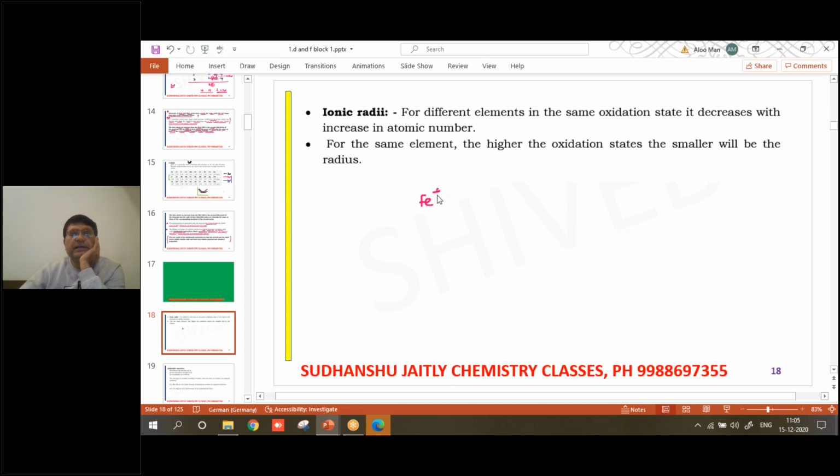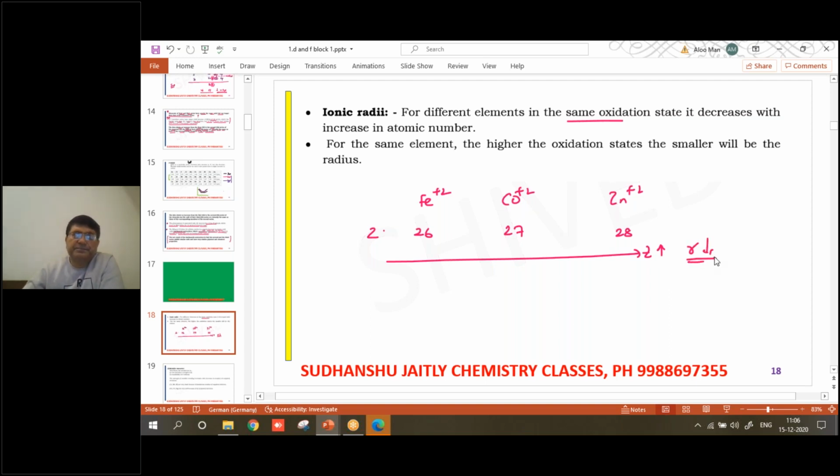He's saying iron plus 2, Z 26, cobalt plus 2, 27, zinc plus 2, 28. All have the same oxidation state, so as Z increases, the radius, the size, is going to decrease. For the same element, the higher the oxidation state, the smaller will be the radius.